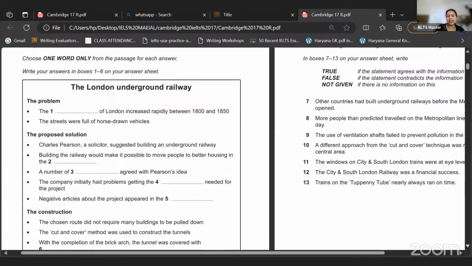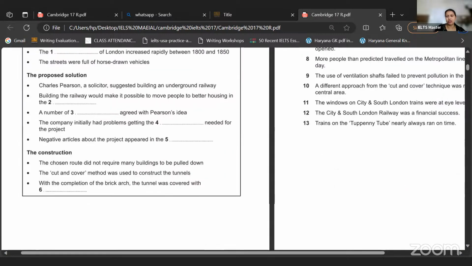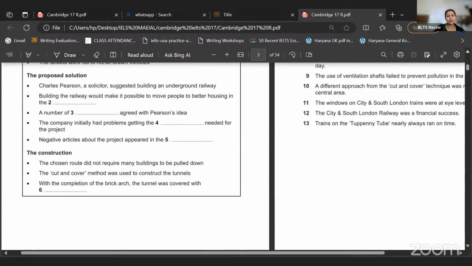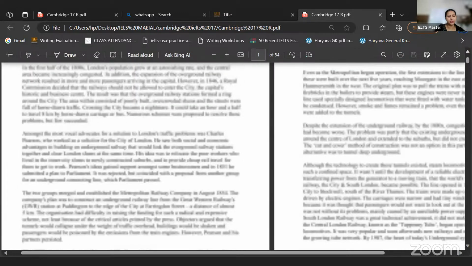Fourth, the company initially had problems getting the dash needed for the project. Initially, problem, project. So these are the keywords: initially, problem, dash.